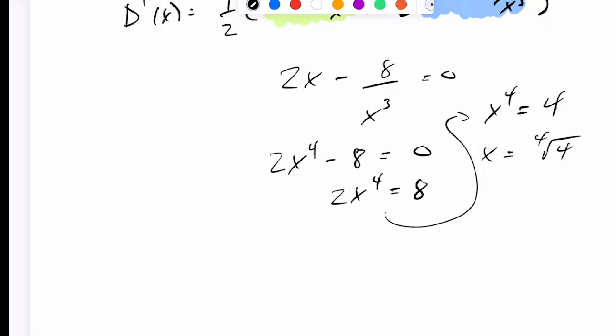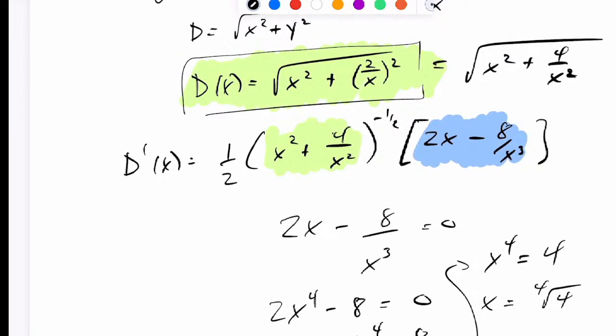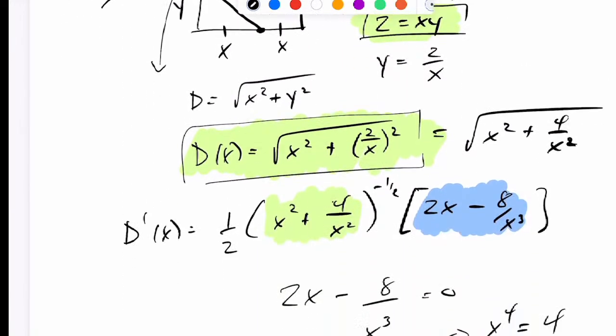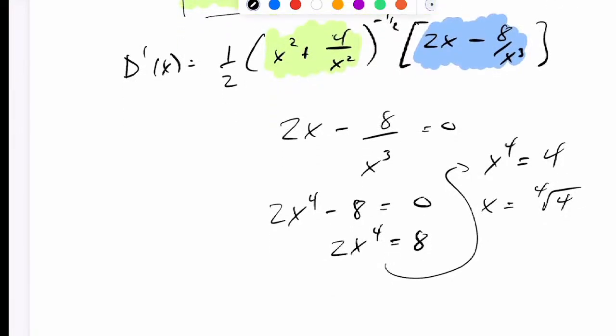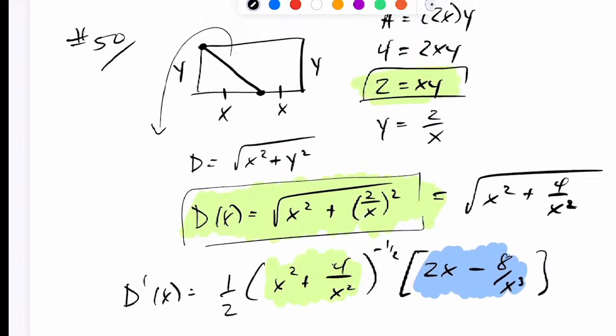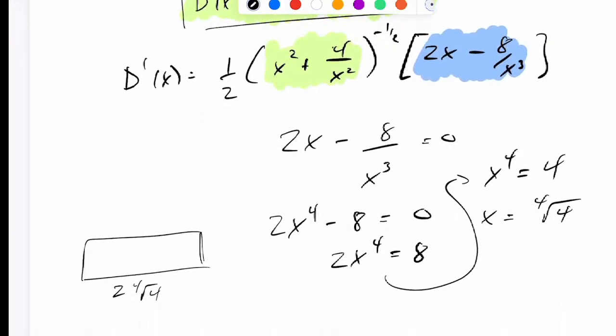And then, so there's my x value. I was just trying to see. So x, I got the 4th root of 4. So I'll have to double that because they want the dimension, so it'd be twice that length here for this one. So this will be like 2 to the 4th root of 4. And then the y value, where's the y? Is 2 over the 4th root of 4.